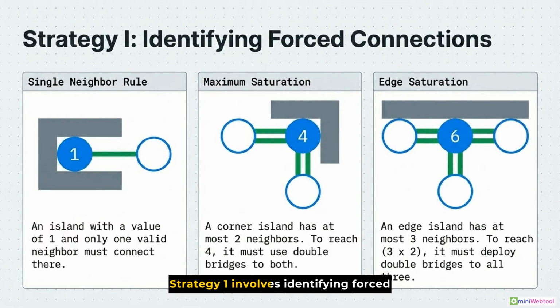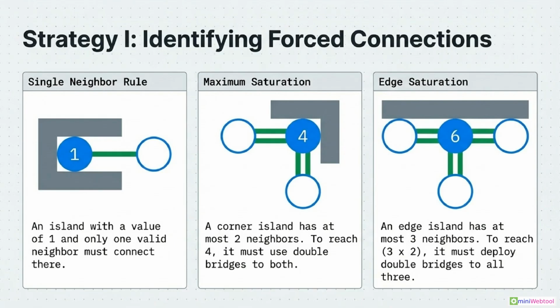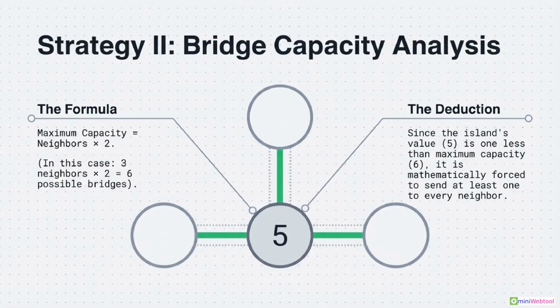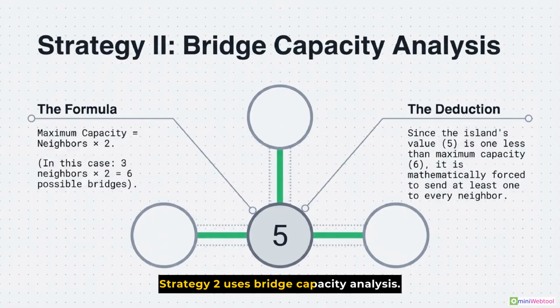Strategy 1 involves identifying forced connections. Islands with only one neighbor and a value of 1 must connect there. Corner and edge islands with high values may also force double bridges to their limited number of neighbors to meet their required bridge count. Strategy 2 uses bridge capacity analysis.